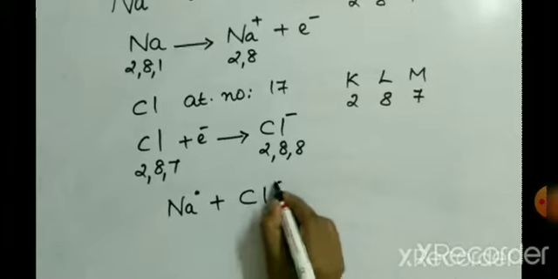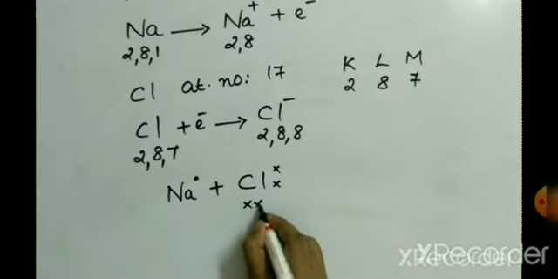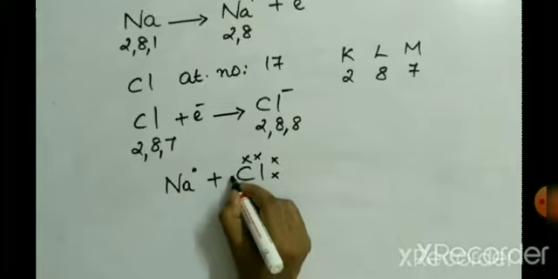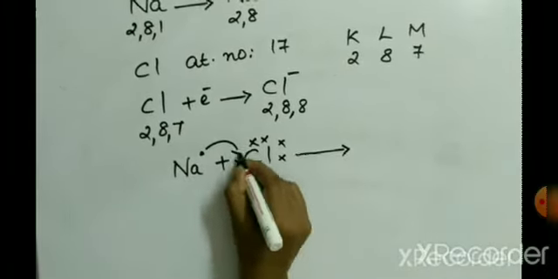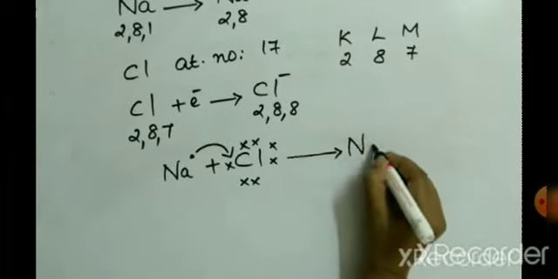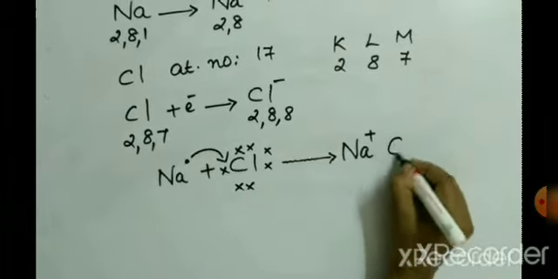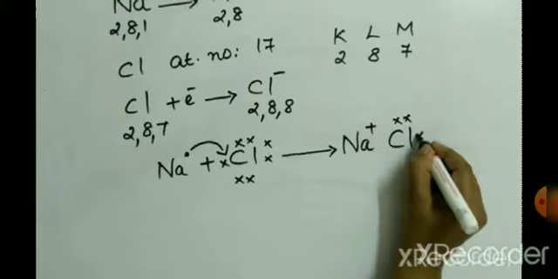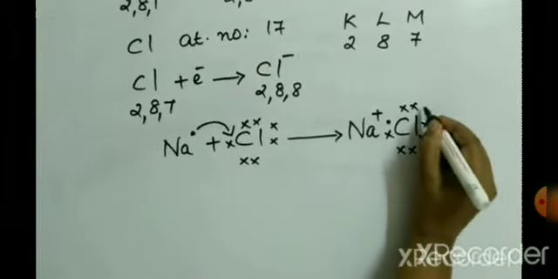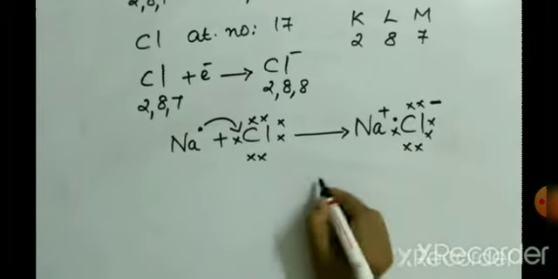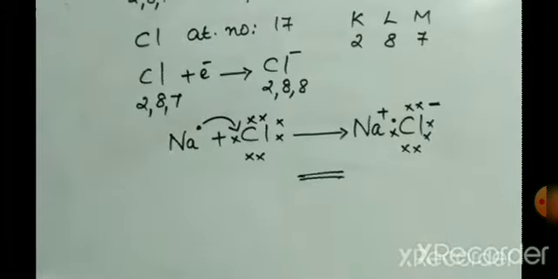Sodium with 1 electron plus chlorine with 7 valence electrons. This is the Lewis representation. 1 electron will be transferred from sodium to chlorine. Since 1 electron is lost by sodium, it becomes Na+, and 1 electron has been gained by chlorine atom. Therefore, it changes to chloride ion. Thus, we get sodium chloride, NaCl.